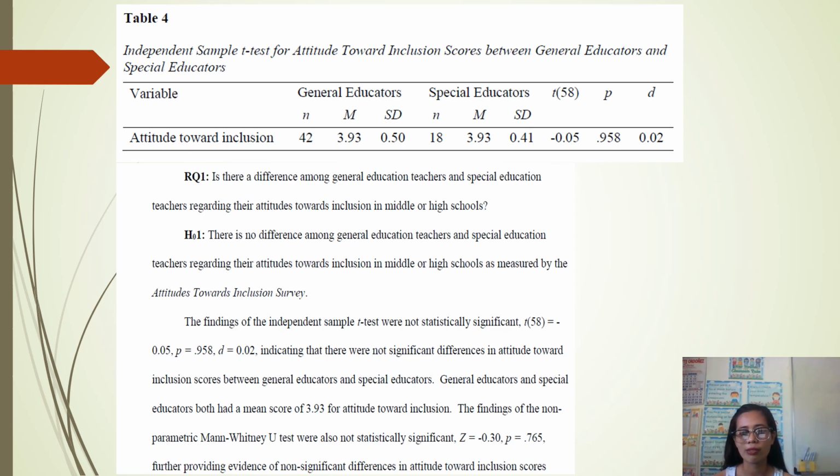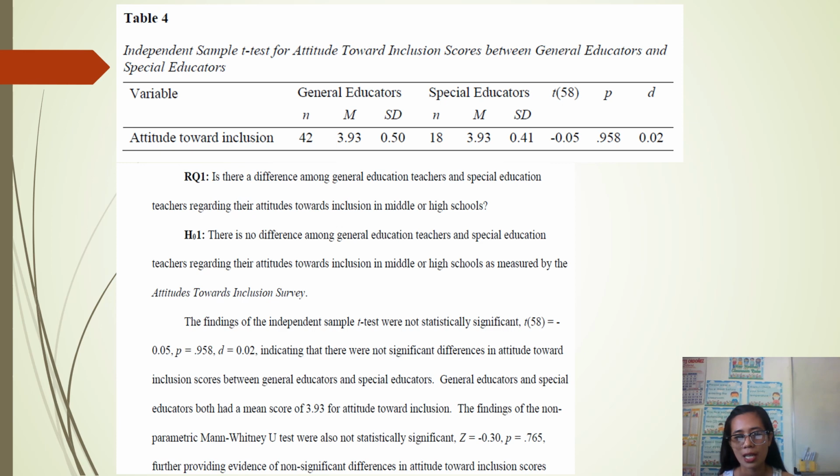The findings of the non-parametric Mann-Whitney U test were also not statistically significant, where z equals negative 0.30, p equals 0.765, further providing evidence of non-significant differences in attitude toward inclusion scores.